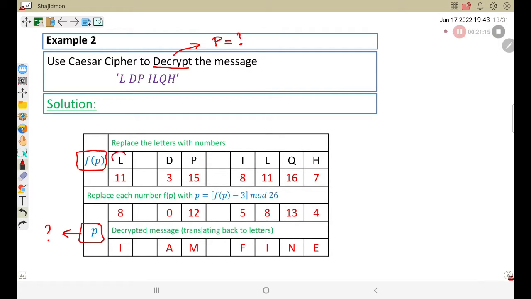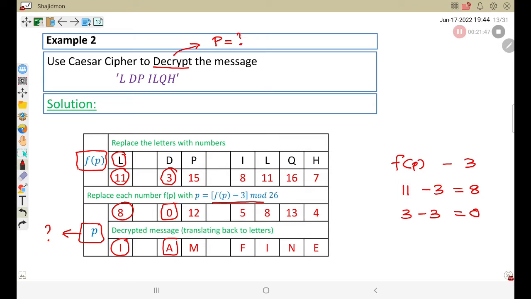LDPILQH. So L is the letter 11. Then what is the Caesar cipher decryption formula? F of p minus 3 mod 26. We need to memorize this one. So the first one is 11. 11 minus 3 is 8. 8 means letter I. Now the second one is 3. 3 minus 3 is 0. 0 means letter A.